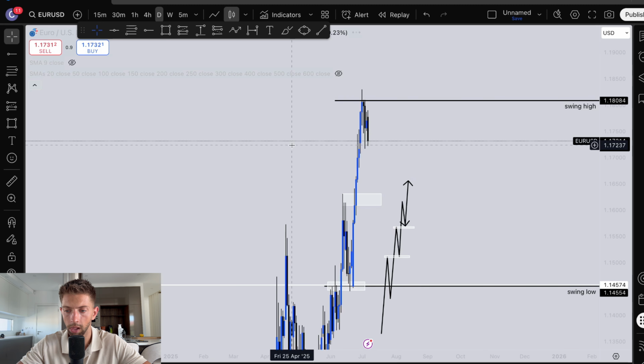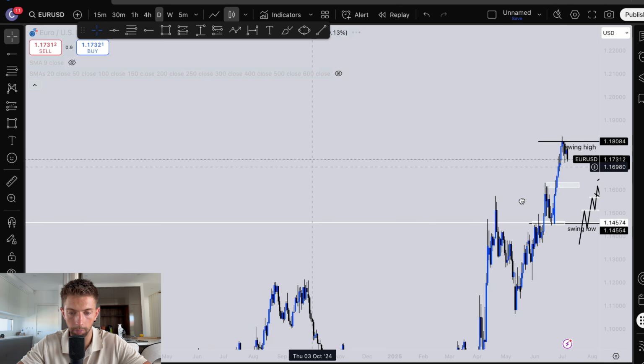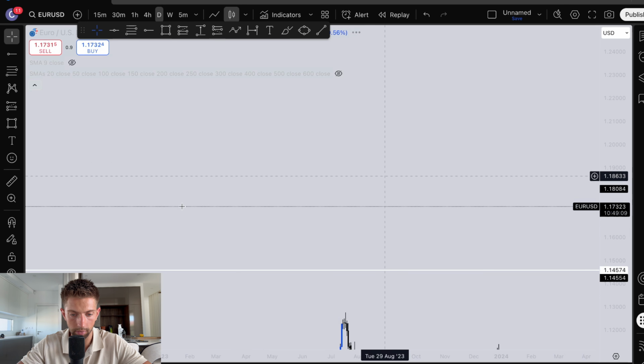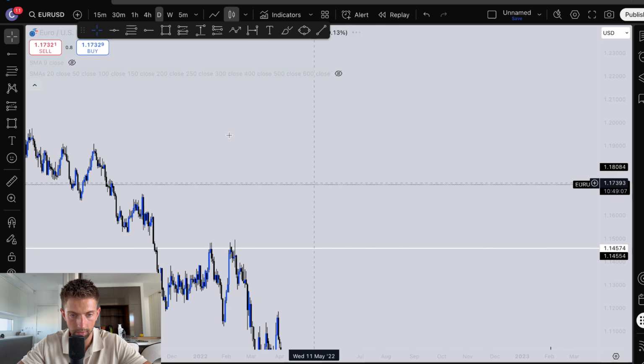Okay, so yeah, this is one key level, and as you can see, we are trending basically kind of out of nowhere. So what I'm doing, I'm going to go into the past and see if we have some key levels in the past.